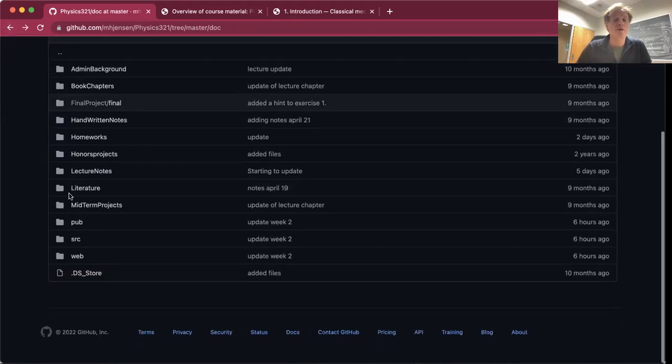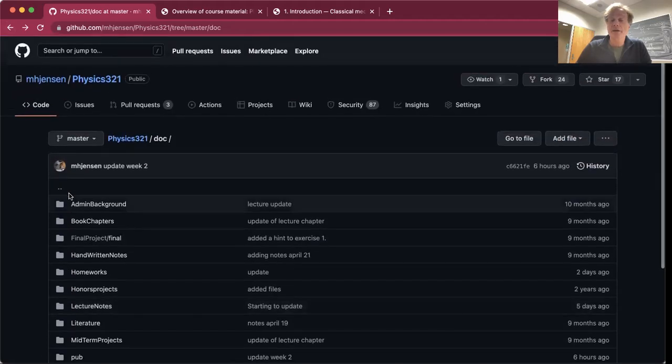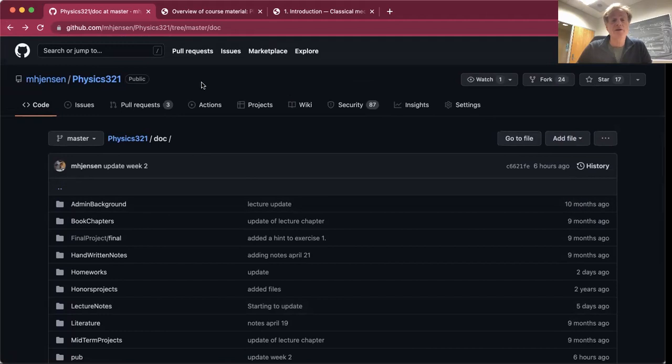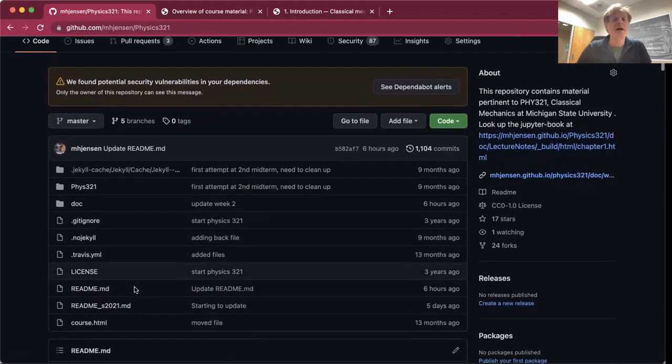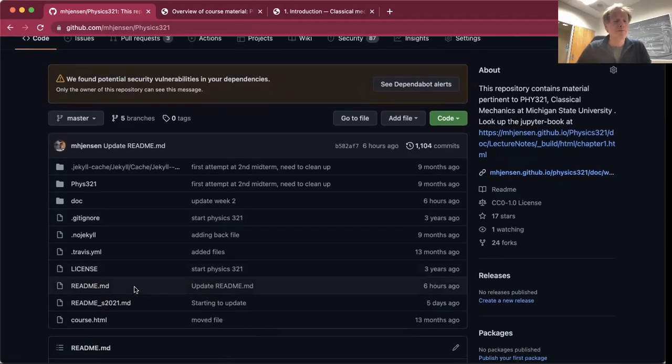For those of you who are familiar with Git as a version control software and GitHub as a provider where you can store your files, you can easily navigate along these different folders and download everything to your own laptop or PC and use that material as your own material. This is actually one of the things we would like to happen, that you can take over this material and tailor it to your own needs and your own interests.